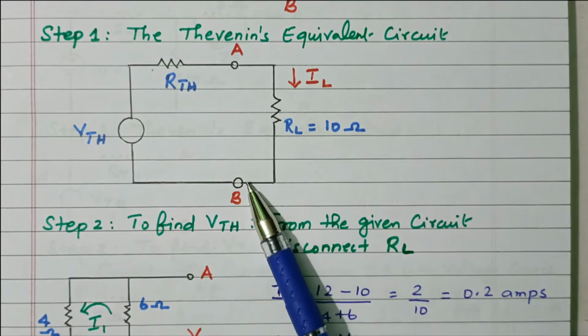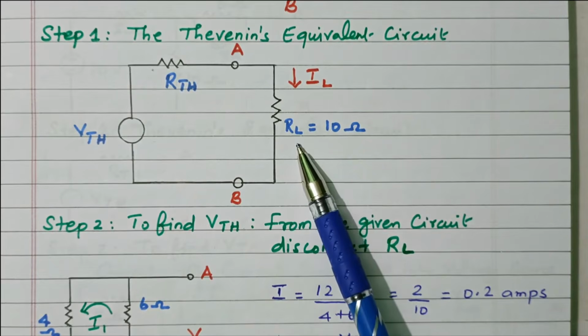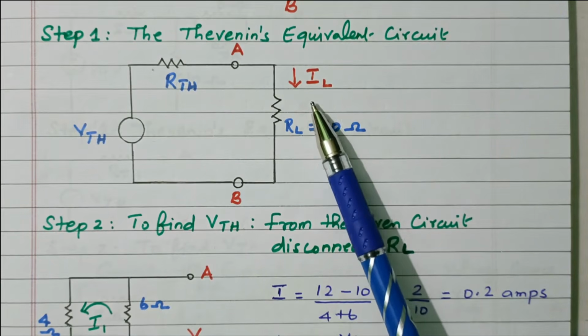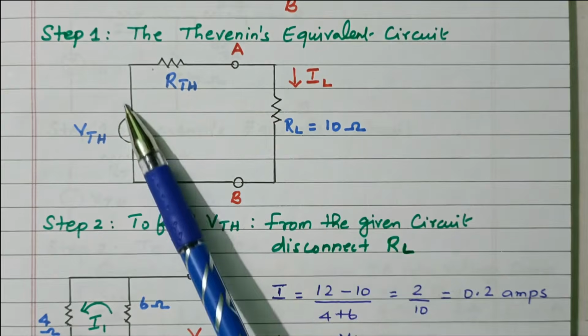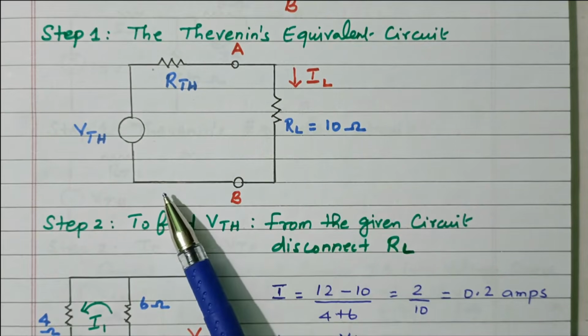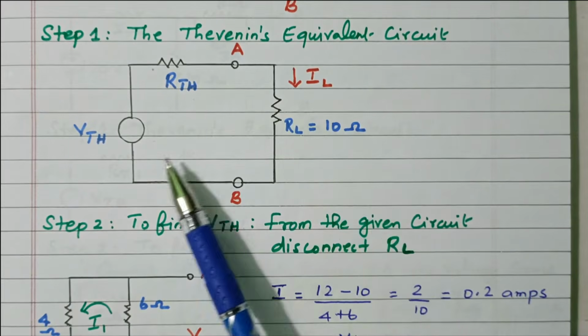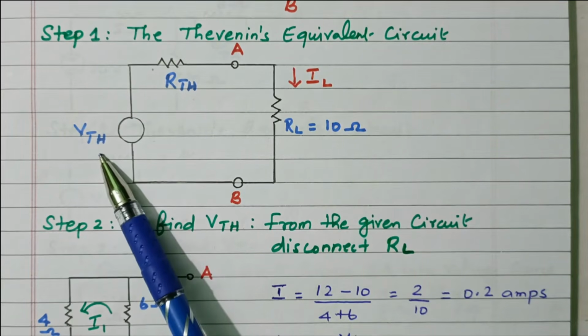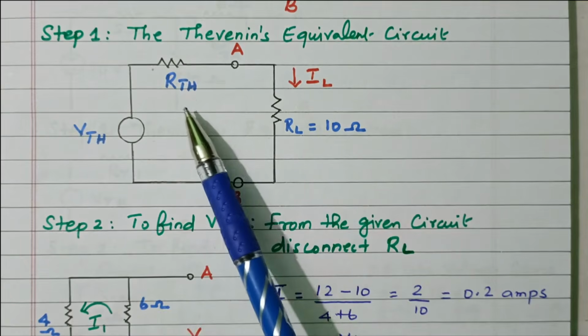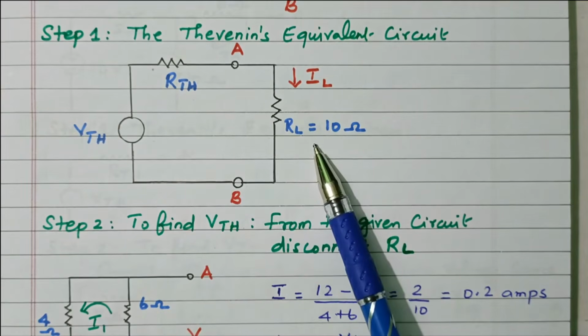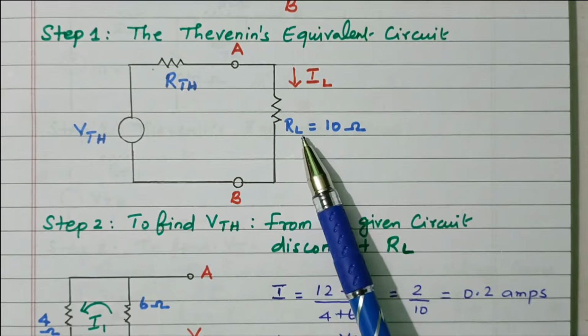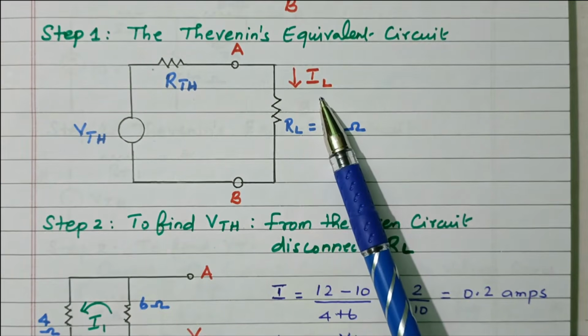So this is the terminal AB. Here we have load resistance RL equal to 10 ohm. This is the load current. So now see this, the circuit is simplified. We can easily calculate the load current. IL equal to V by R. V is nothing but V Thevenin. R is nothing but R Thevenin plus RL. The two are connected in series. So we can easily calculate the current IL.